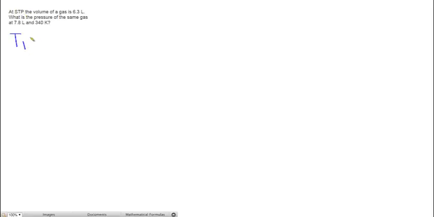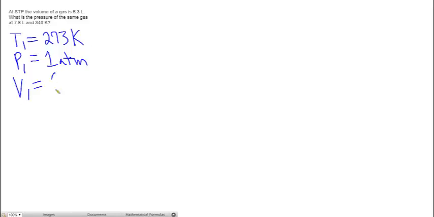That means we're going to have a T1 temperature, standard, is 273 Kelvin, and a P1 pressure, standard, is 1 atm. This goes along with, because it's in the same part of the sentence, the volume of 6.3 liters.